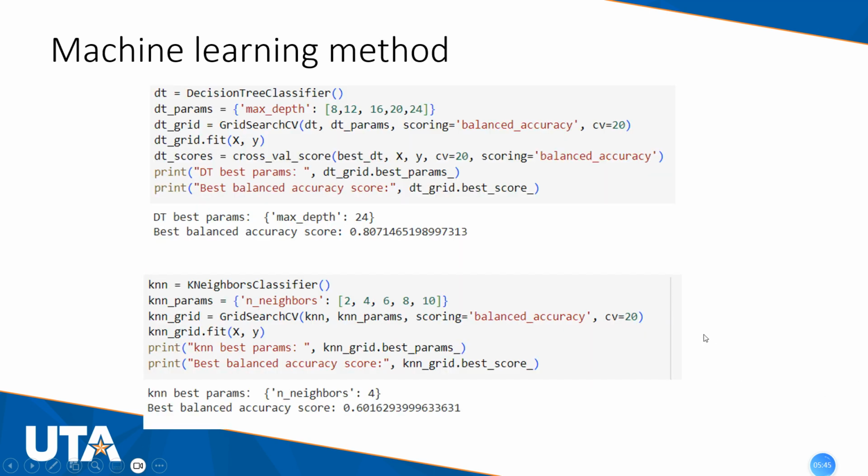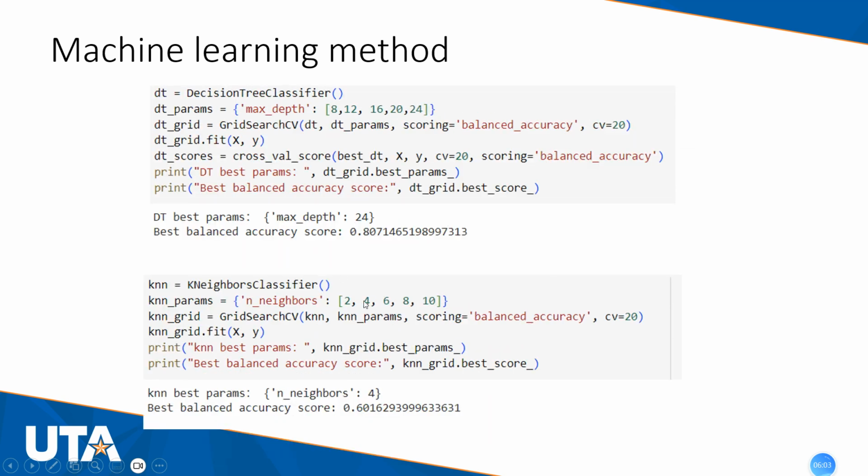Next, we conduct the machine learning models. First, we use the decision tree and set the hyperparameter of different max depths. Finally, we find the best max depth is 24 and get a 0.8 mean balanced accuracy.